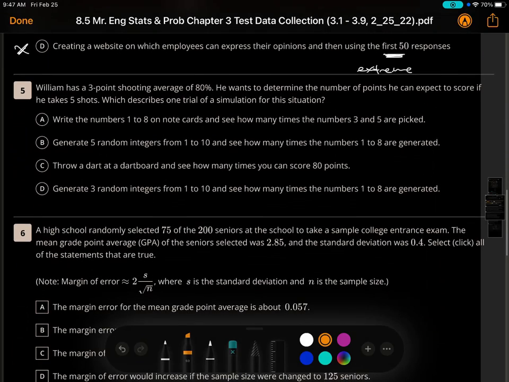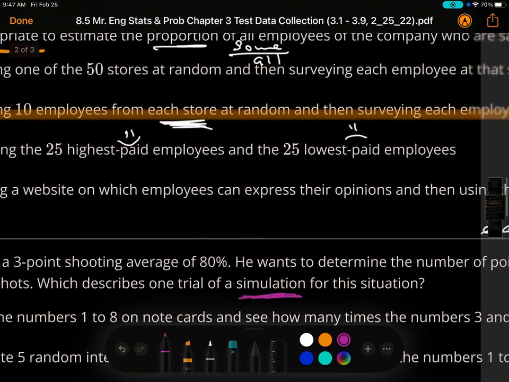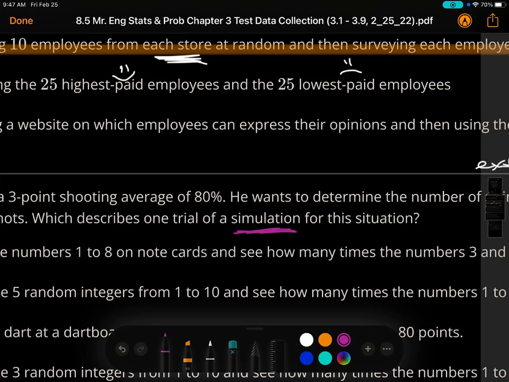Number 5. William has a 3-point shooting average of 80%. That is amazing. He wants to determine the number of points he can expect to score if he takes 5 shots. Which describes one trial of simulation for this situation? So the simulation basically means, hey, I want to know what William does over 1,000 shots. Well, the point is that he's making 80%.